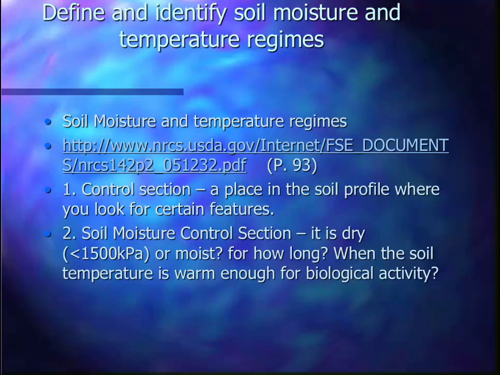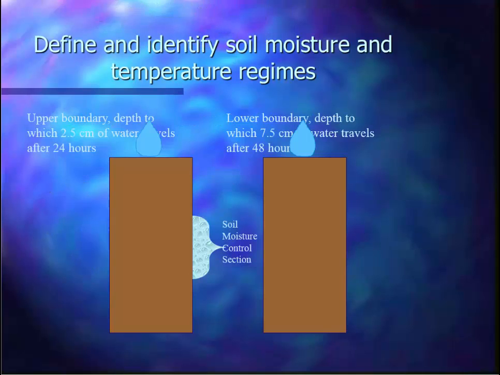The second thing that we need to think about for moisture is, what is moisture? It is designated as dry when it's drier than the permanent wilting point at 1500 kilopascals. How long is the soil moisture dry? That's another thing that'll come into play in determining what the soil moisture regimes are. And also, is the temperature warm enough for biological activity?